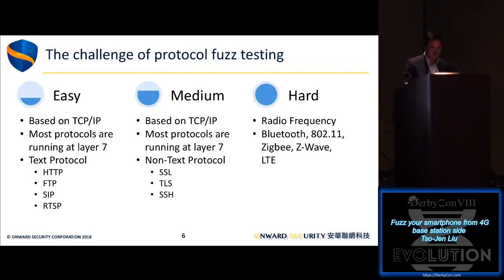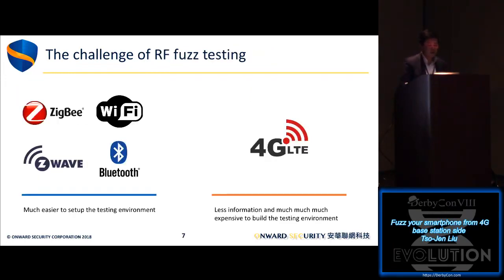But for some protocols like radio frequency, Bluetooth, ZigBee, Z-Wave, or the cellular network, it is very hard to do the fuzzing testing because you have to do a lot of work on how they work and how they transfer the data to the target. Sometimes you may need special and customized software and hardware to do the fuzz testing for this kind of radio frequency or cellular network.